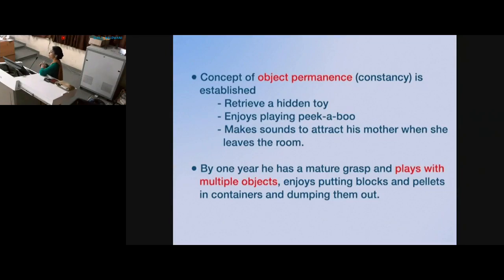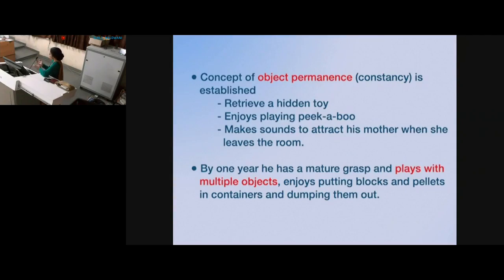The child who understands, who responds to his name, who's got object permanence, is likely to have a normal social development. That means they will not go into that autism spectrum disorder. So these are very small, subtle features that you get. They don't understand object permanence.